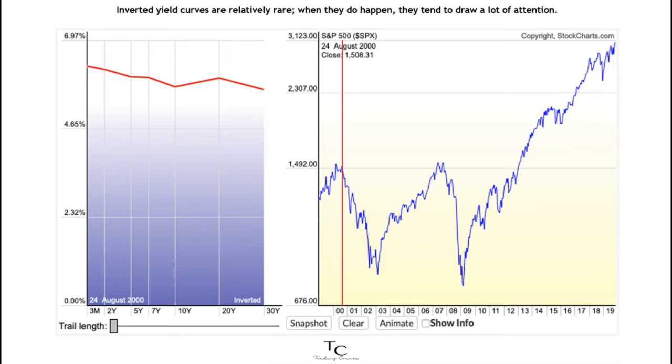Inverted yield curves are relatively rare. When they do happen, they tend to draw a lot of attention. The example on the screen shows the inverted yield curve on August 24, 2000, in the midst of the dot-com bubble bursting. The S&P 500 chart on the right shows that the stock market began a major downturn around the time of this inversion.